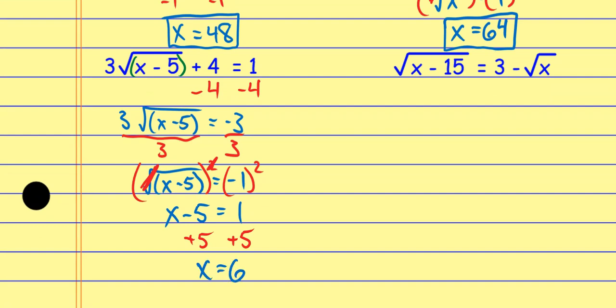But now plug it back in, make sure it works. So if I plug the 6 back in, 6 minus 5 is 1. The square root of 1 is 1. Times 3 is 3. Plus 4 is 7. But this is supposed to equal 1. Maybe I plugged it in wrong. All right, let's try again.